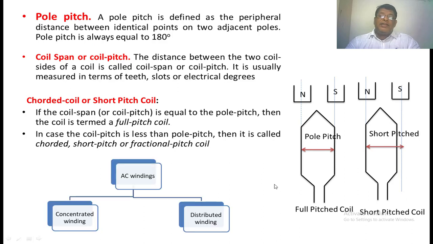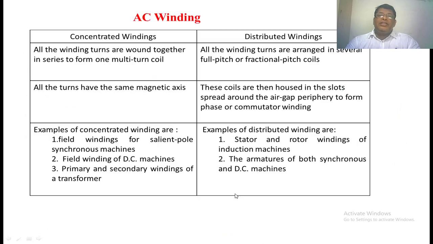AC winding is classified into two types: one is the concentrated winding, another is the distributed winding. Now we are going to see the difference between the concentrated winding and the distributed winding. Suppose you take one phase with 10 coils. If the axes of all coils are the same, then it is a concentrated winding. In a distributed winding, if a phase has 10 coils and these 10 coils are distributed in the periphery of the armature, then it is a distributed winding.